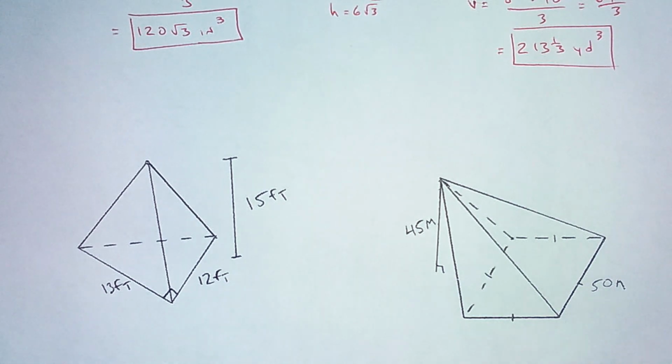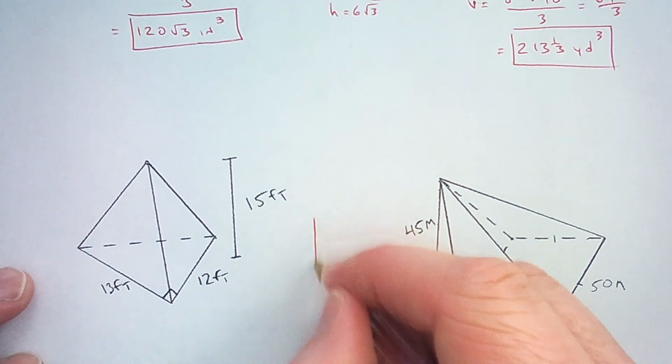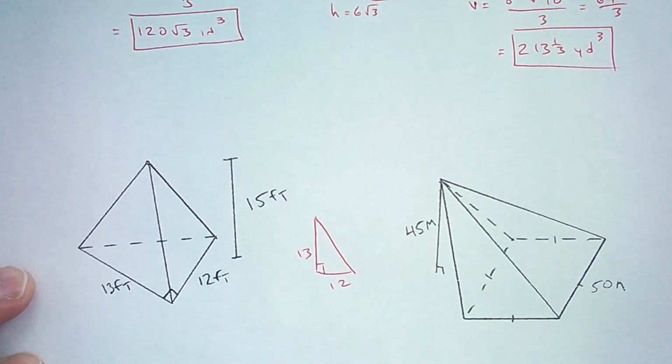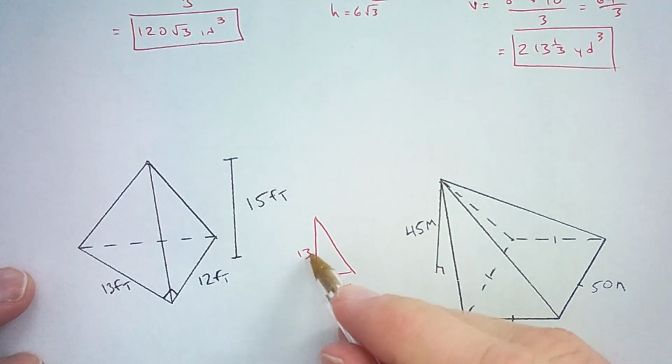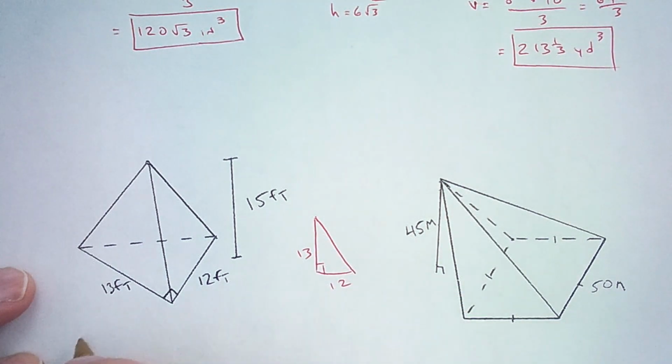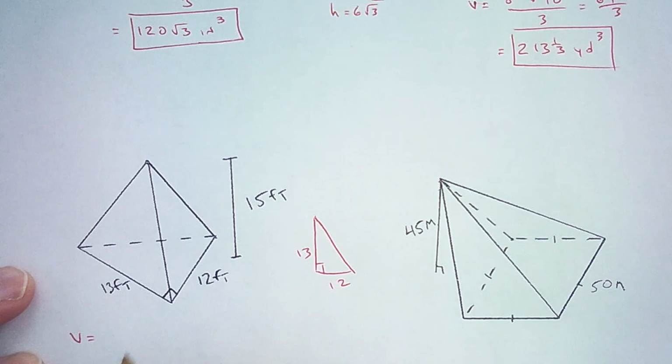Next, I have another triangular base. Now this time it's a right triangle. So this is what the base looks like. Now 12 and 13 are perpendicular to each other, so I can use those as the base and height of the triangle. So the volume is half times base times height of the triangular base, so 12 times 13.